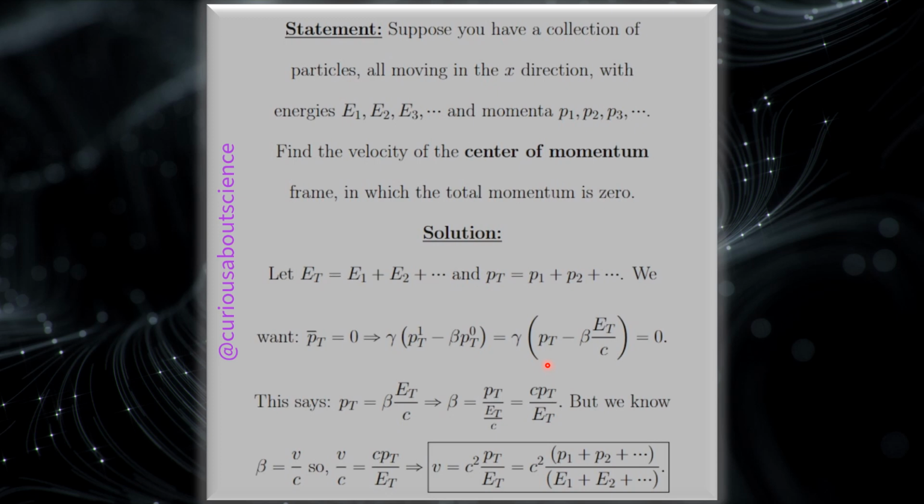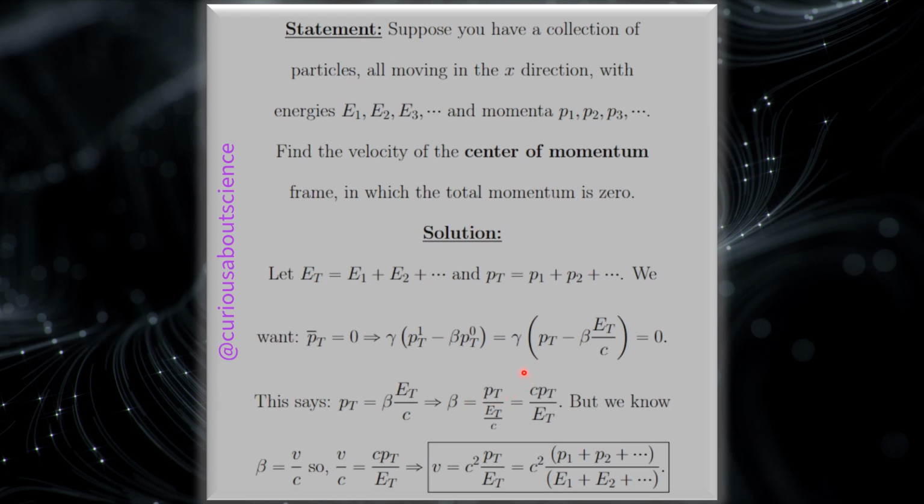That being said, for P1, we just have the x coordinate because we're moving in the x direction, so we're good there. And we're trying to set this all equal to 0. We are only at 0 when the total momentum is equal to beta E_T over c. And then if we solve for beta, we get the velocity from that.